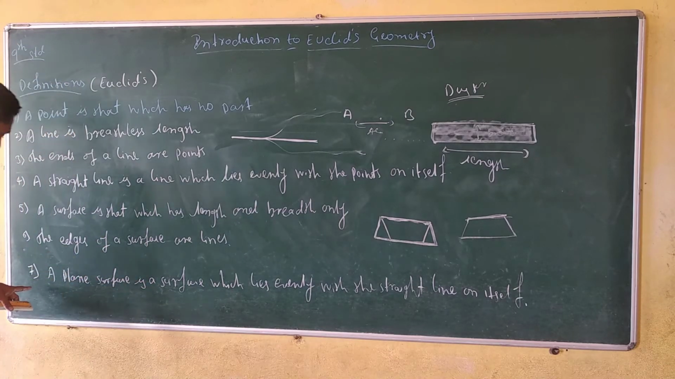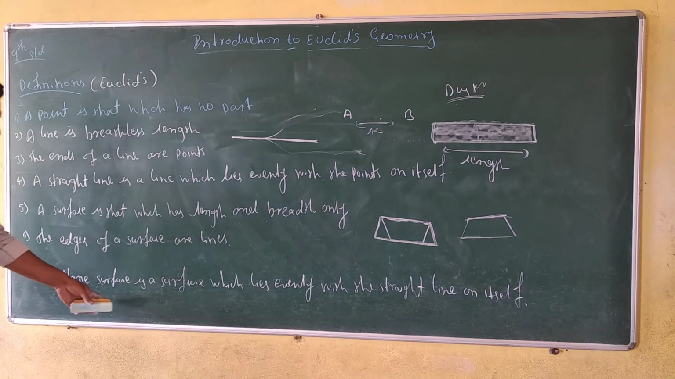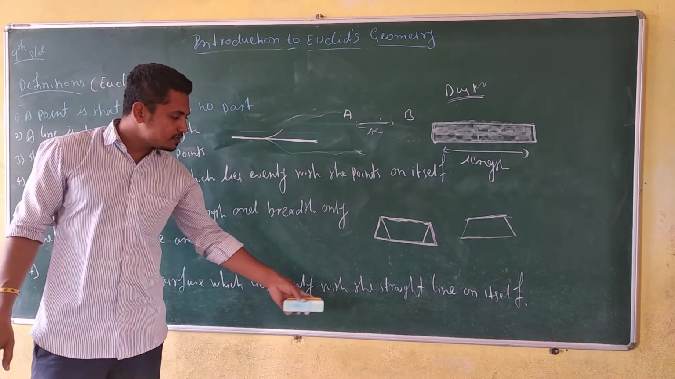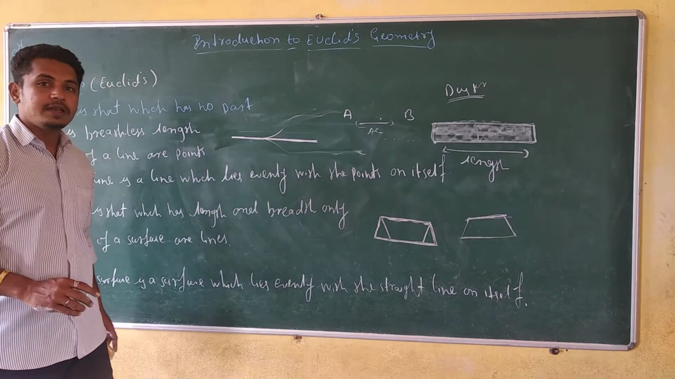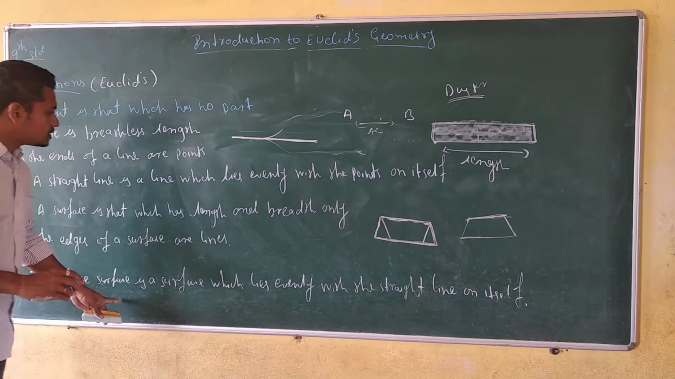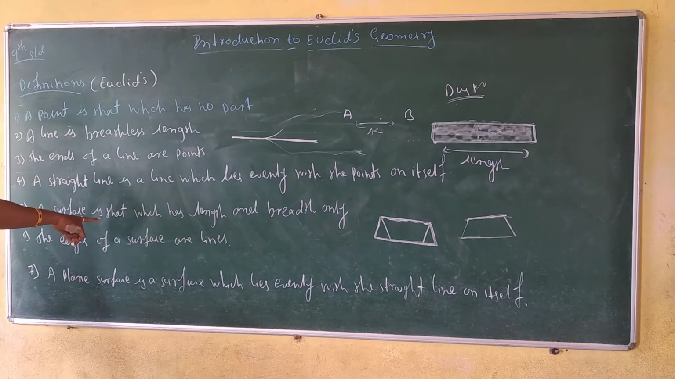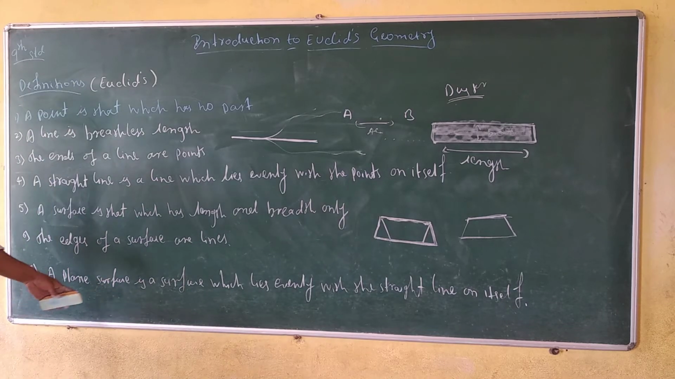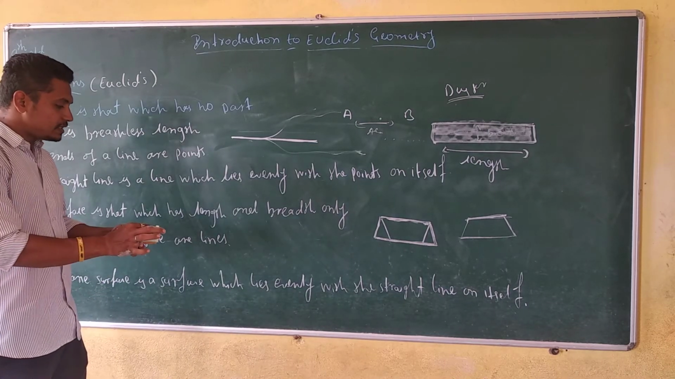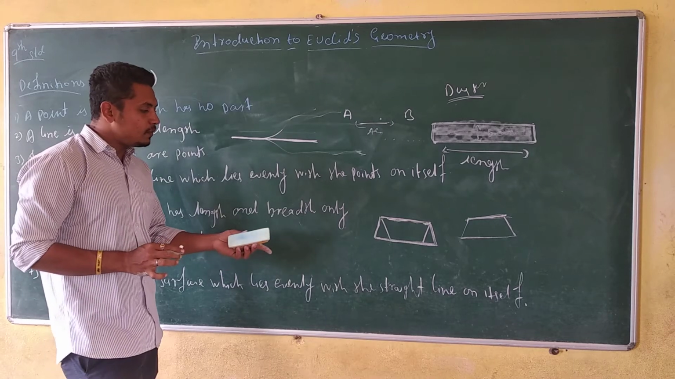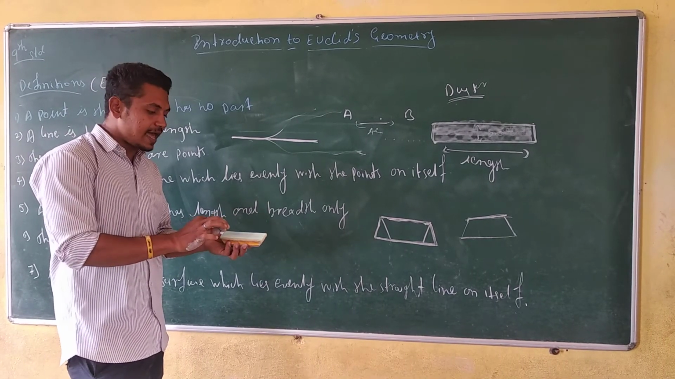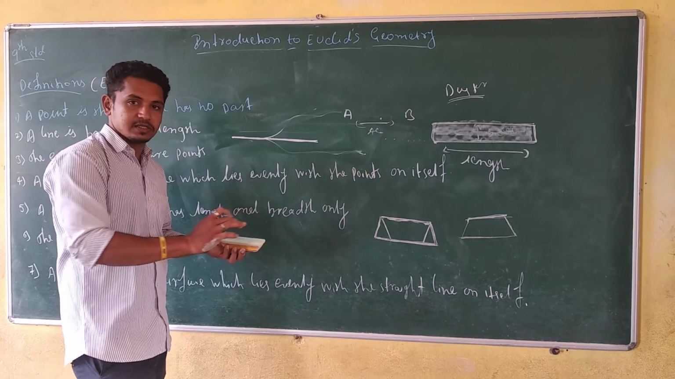Next, seventh one: a plane surface is a surface which lies evenly with the straight lines on itself. It is also the same as a surface which has length and breadth. See here, a plane surface lies evenly with straight lines on itself.